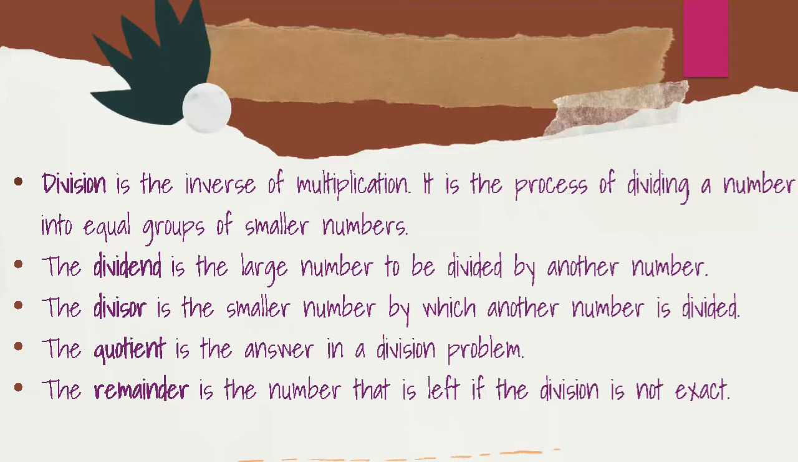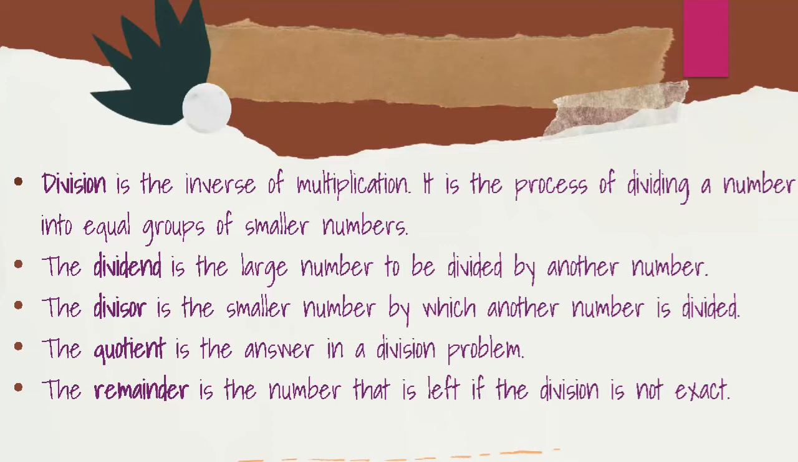And then, the remainder. Nakikita lang natin tong part na to if the number that is left in the division is not exact. Okay po? So, kapag exact yung answer natin sa division, tatlo lang yung makikita natin: the dividend, the divisor, and the quotient. But, if it is not exact, apat yung makikita natin: the dividend, divisor, quotient, and also the remainder.